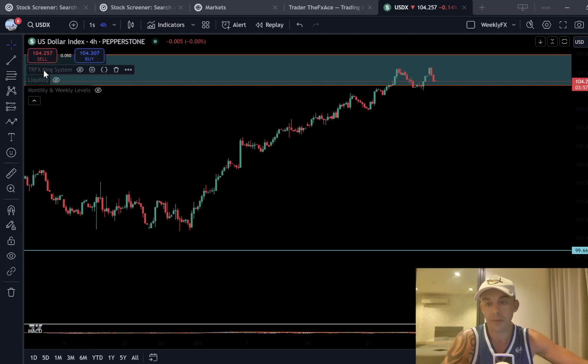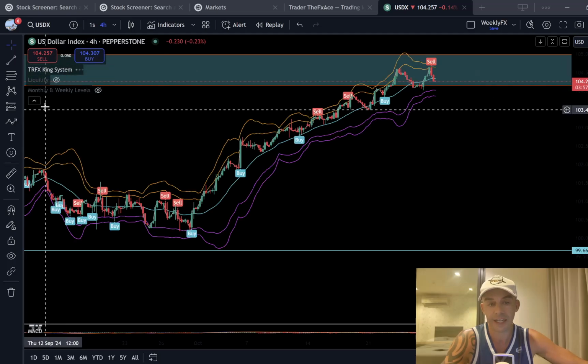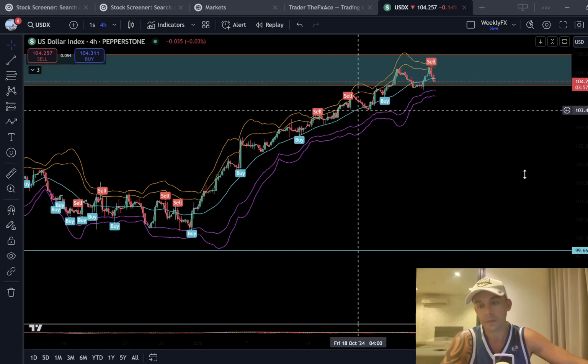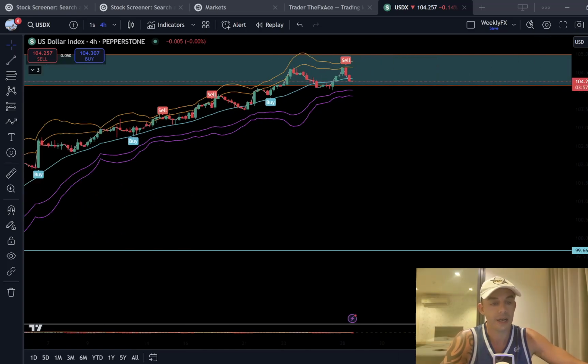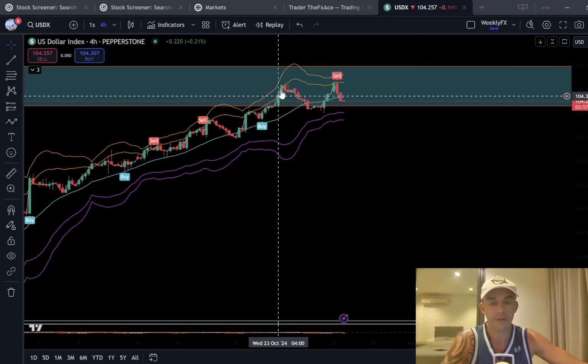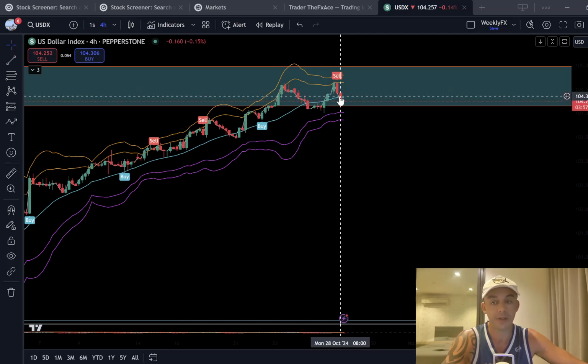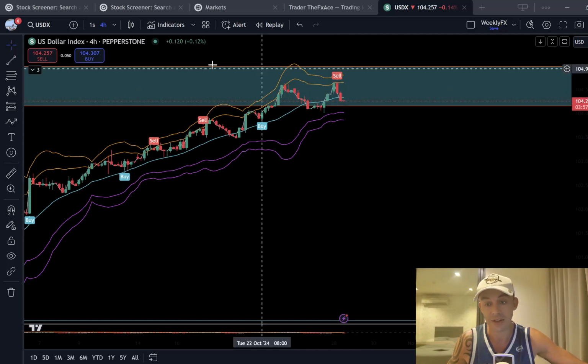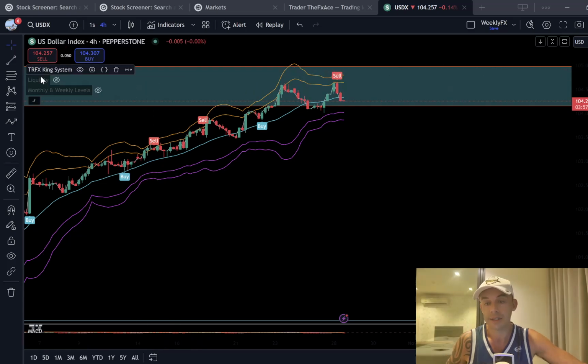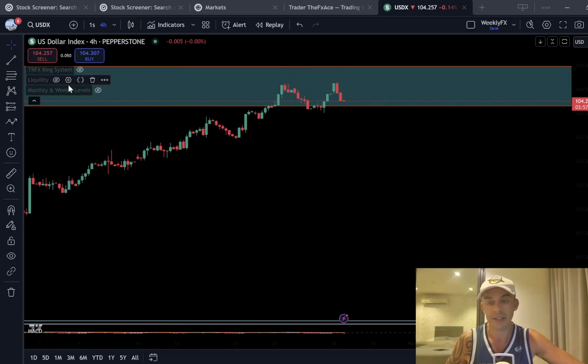Also, if we turn on my TRFX King indicator, you can see it a lot better. We've hit the top of the bands twice, and then we've got the sell signal on the 4-hour chart. So this is indicating to me that the likelihood of the dollar selling off this week is a higher probability.